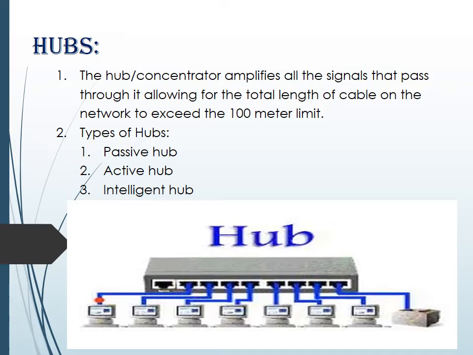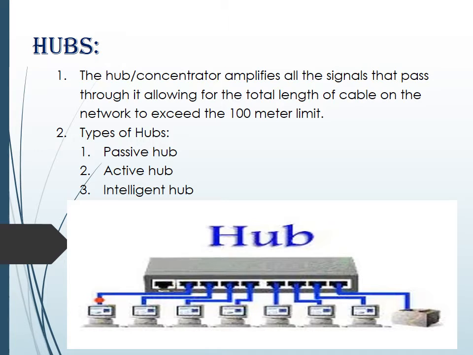There are three types of hub. First, passive hub. A passive hub simply combines the signals of a network segment. There is no signal processing or regeneration. It merely acts as a connector. With a passive hub, each computer receives the signal sent from all the other computers connected to the hub.